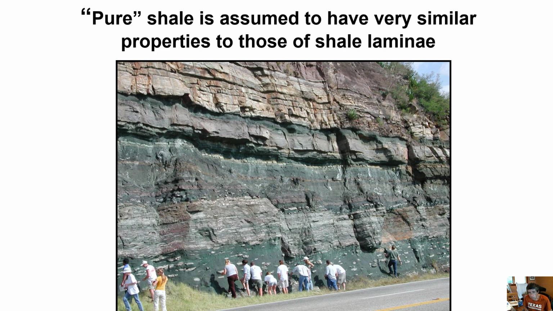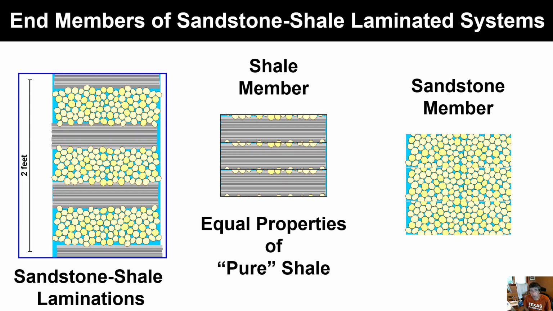And the other thing that I have been talking about is what is a pure shale end member of the sequence. We have to locate that because that's going to give us a reference, and that reference is the one that we are going to be using for the calculations. The other thing to remember is that these sandstone-shale laminated sequences are assumed to be a combination of two end members, the pure shale end member and the sandstone member.